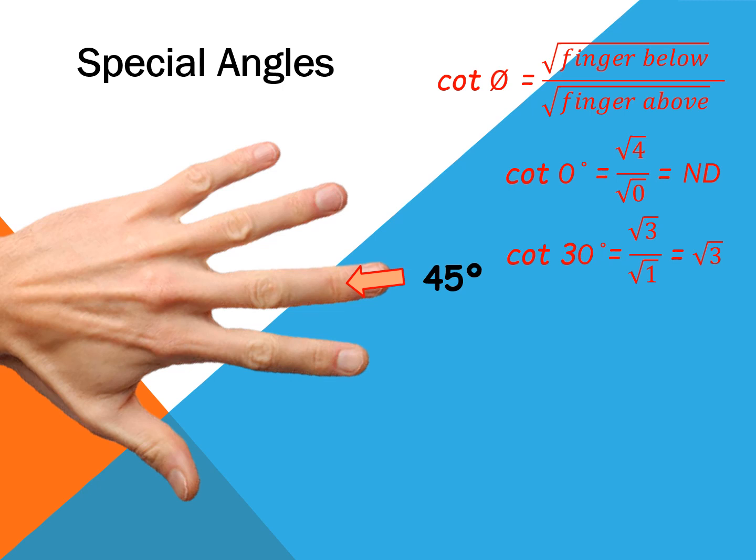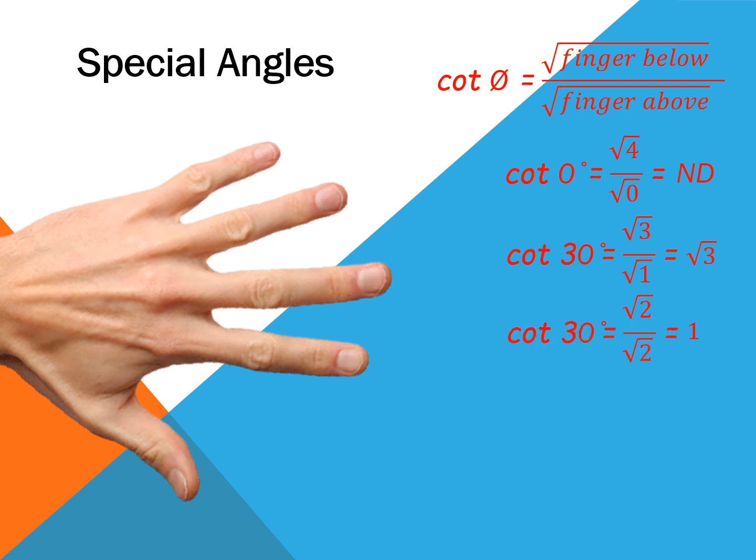Next is cotangent of 45 degrees. Number of finger below and number of finger above are equal. Cotangent 45 degrees is equal to square root of 2 over square root of 2, or equal to 1. Let us go to cotangent of 60 degrees. Number of finger below is equal to 1 and number of finger above is equal to 3. Therefore, cotangent 60 degrees is equal to square root of 1 over square root of 3, or simply 1 over square root of 3.